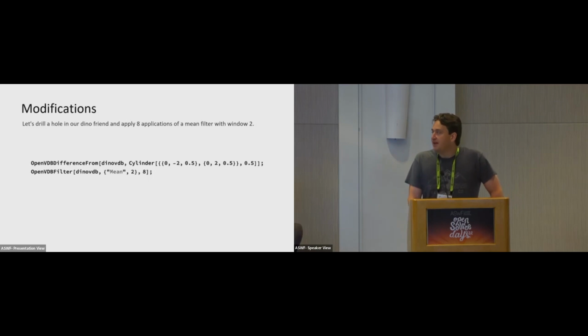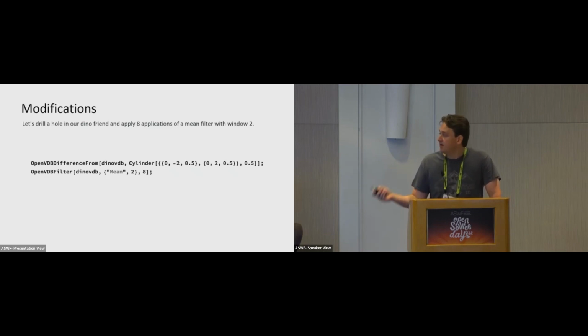We can do any type of modifications we want on the level sets. In the first line, I'm taking my dyno and subtracting a cylinder from it. Cylinder is a built-in special region in Mathematica, and this OpenVDB link basically knows how to convert that into a VDB object, and then under the hood calls the CSG difference. After that, I'm going to do a little smoothing filter: a mean filter with window 2. The third argument, which is optional, I'm passing in 8, which means do 8 iterations of it.